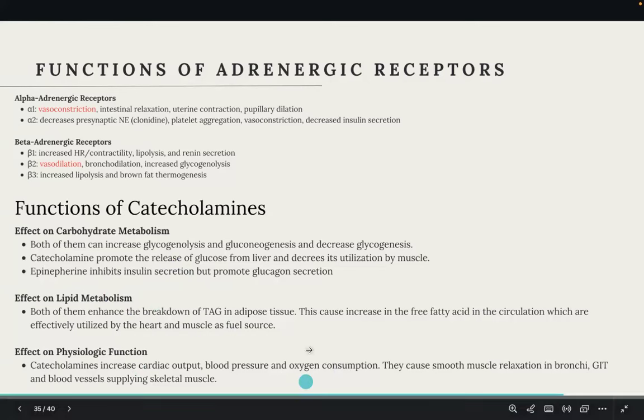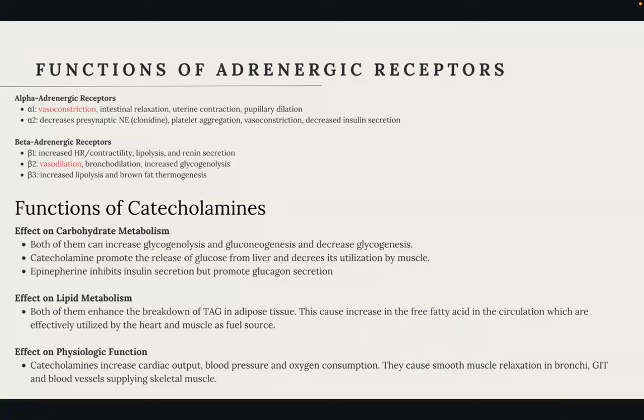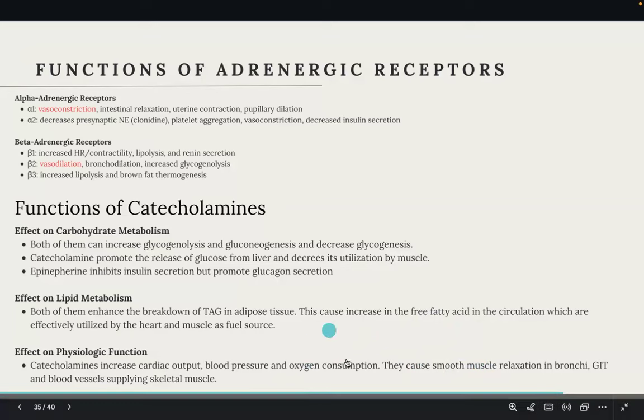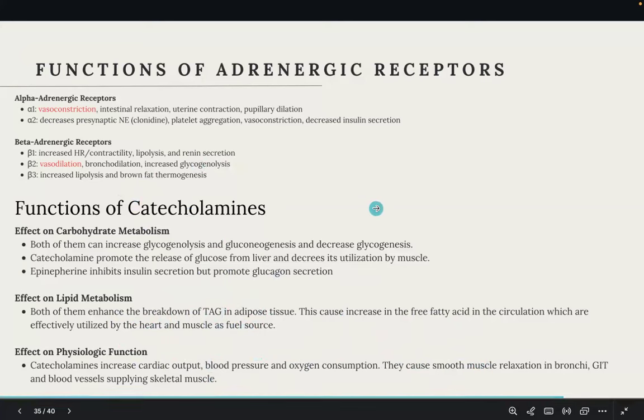And again, oxygen consumption, because it's going to basically cause you to relax the bronchi. Again, it will cause smooth muscle relaxation in the bronchi. If I have smooth muscle relaxation in the bronchi, I'm going to allow more air to come in and therefore higher oxygen consumption. And GIT and blood vessels supplying skeletal muscles, because again, it has that function on smooth muscle. Learn these, memorize them, but not very high yield in my opinion.